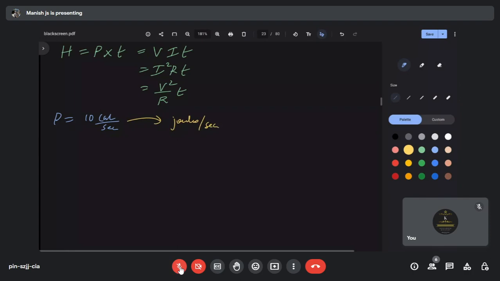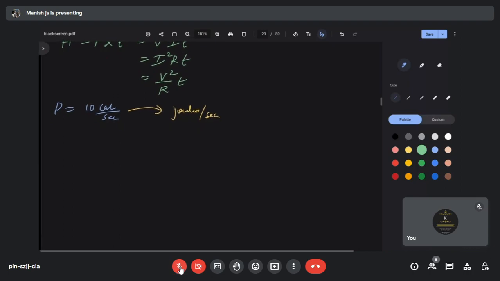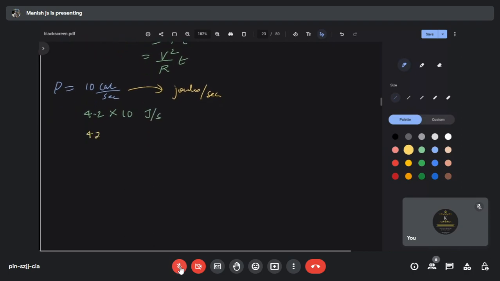So how do you go for a conversion? It's quite simple. You just need to multiply with 4.2. So 1 calorie is 4.2 joules then. So just multiply பண்ண வேண்டியதுதான். So 4.2 into 10. So it gets converted to joules per second. 42 joules per second. Correct. 42 joules per second. So you go for a conversion.